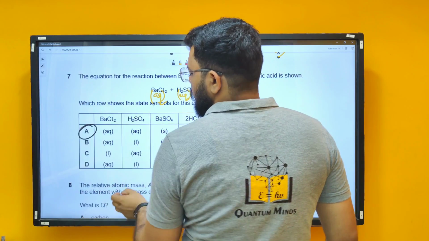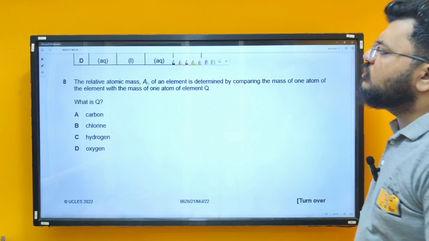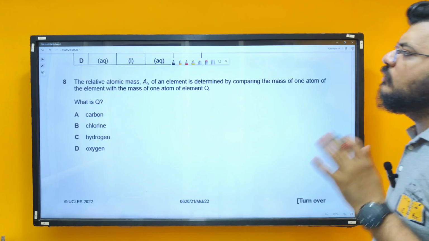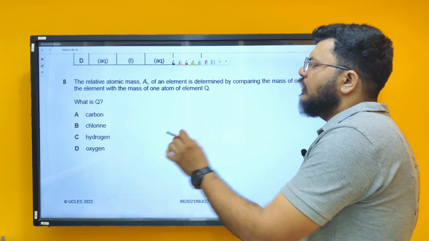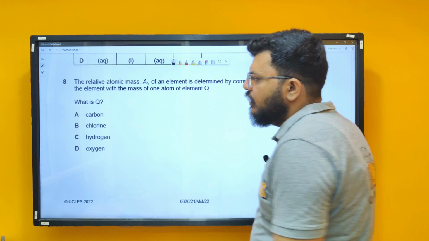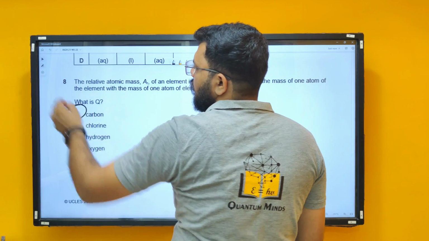Next question, question number 8. The relative atomic mass of an element is determined by comparing the mass of one atom of the element with the mass of one atom of carbon, right? So element Q must be carbon. A is your correct answer.